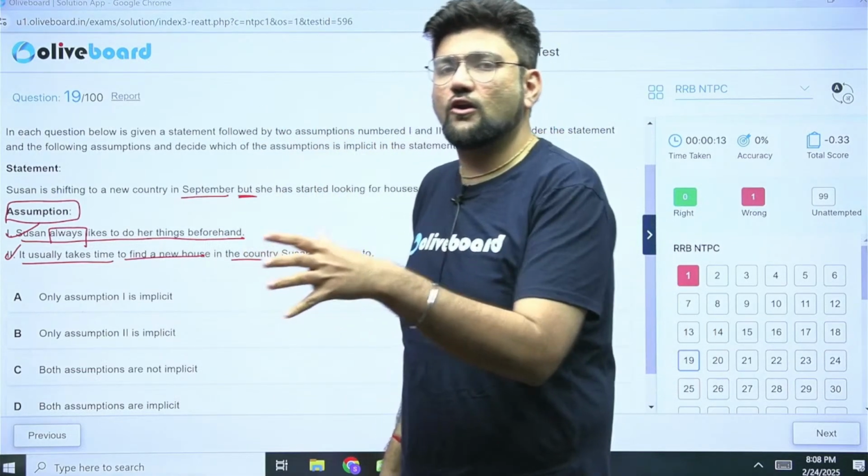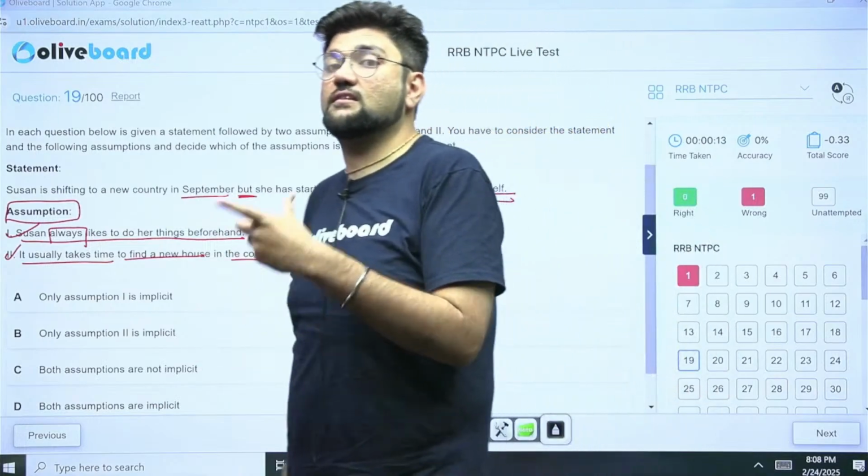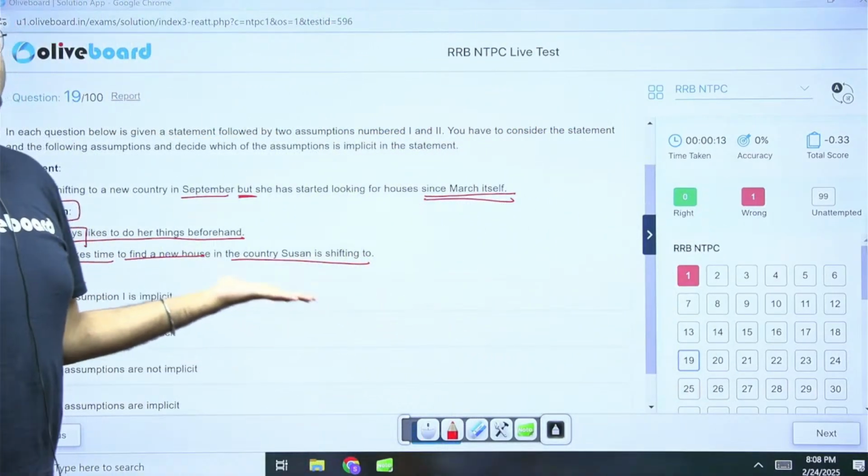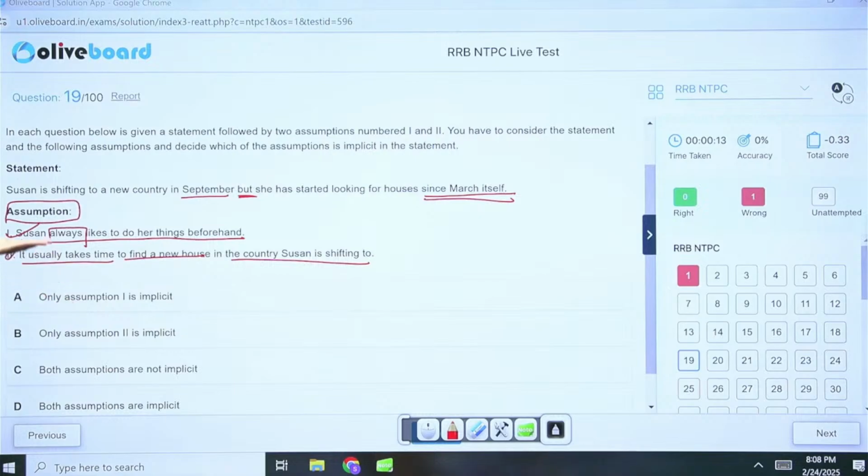I know I'm spending quite a lot of time on this particular question because I know critical reasoning is something which is very difficult for a lot of you. So that is why, to make it easier, is what I'm trying to tell you here.